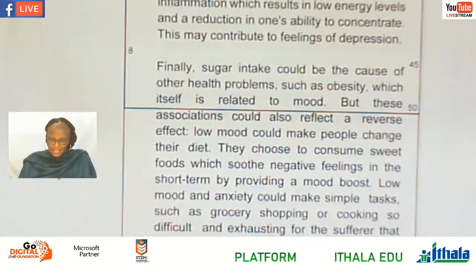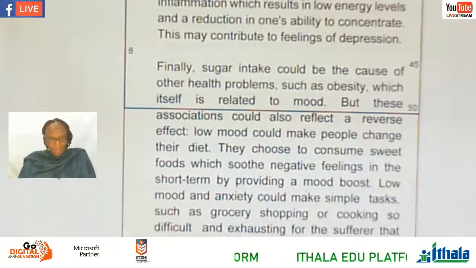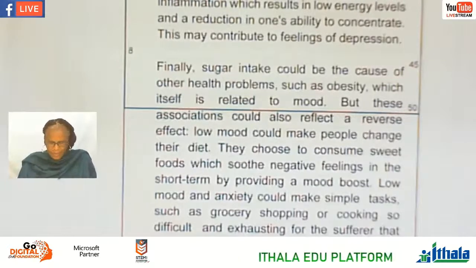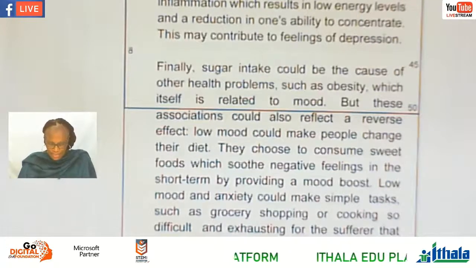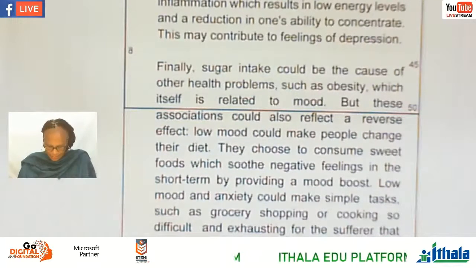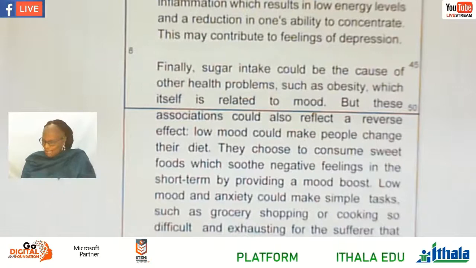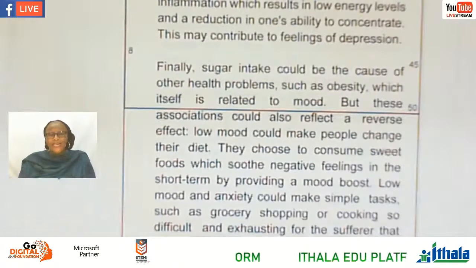Despite these research findings, a number of questions remained about whether sugar leads to depression, other mood disorders, and illnesses. What is certain though is that cutting down on sugar is a good idea.